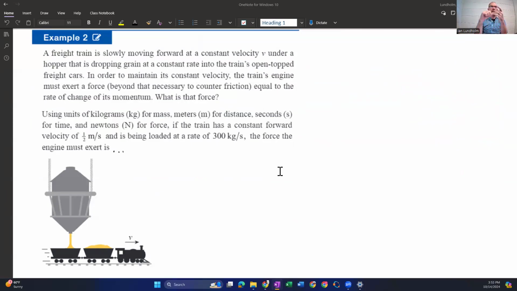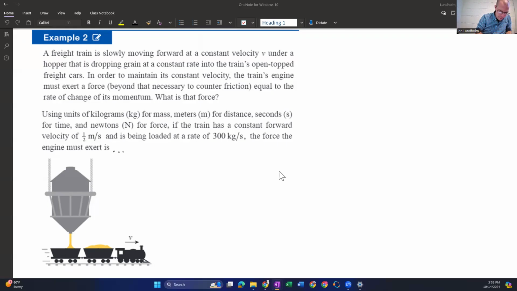So we are using kilograms for mass, meters for distance, seconds for time, newtons for force. If the train has a constant forward velocity of 1/2 meter per second and is being loaded at a rate of 300 kilograms per second, the force the engine must exert is, okay, so we're going to go back to dP/dt.